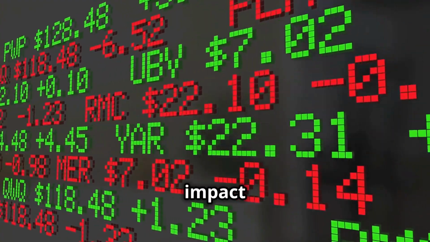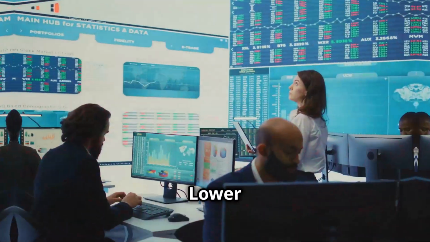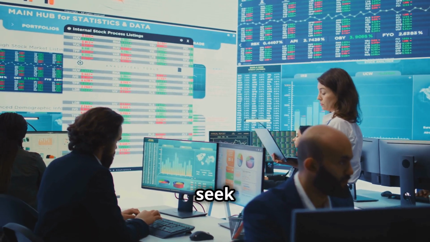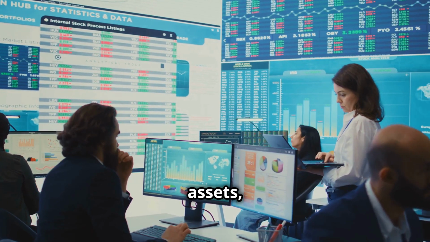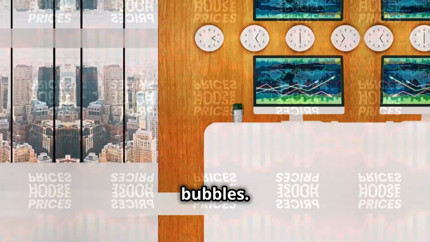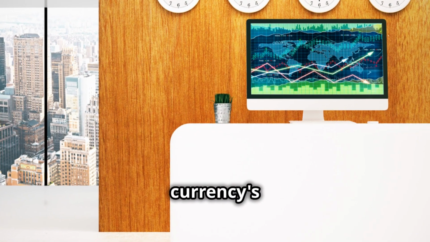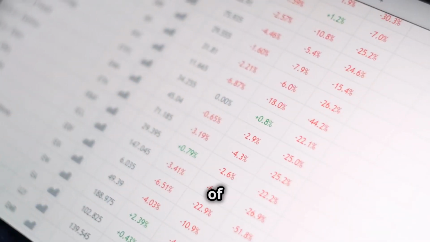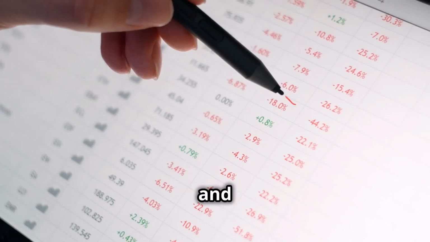Another consequence is the impact on investment markets. Lower interest rates can drive investors to seek higher returns in riskier assets, such as stocks and real estate. This can inflate asset prices and potentially create speculative bubbles. Moreover, lower interest rates can affect the currency's value. Thus, the effects of lowering interest rates are complex and far-reaching.